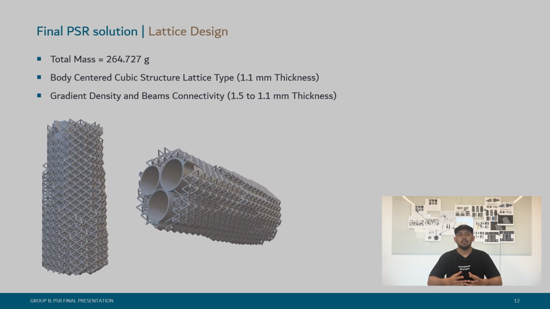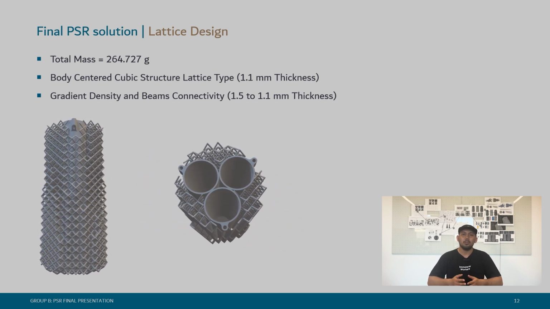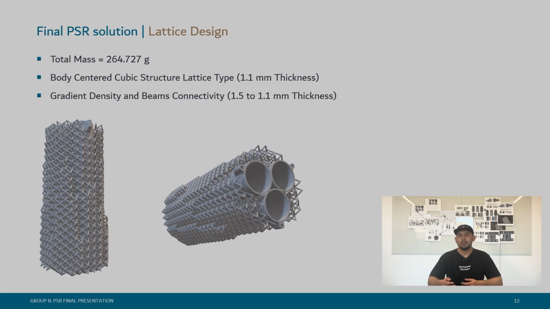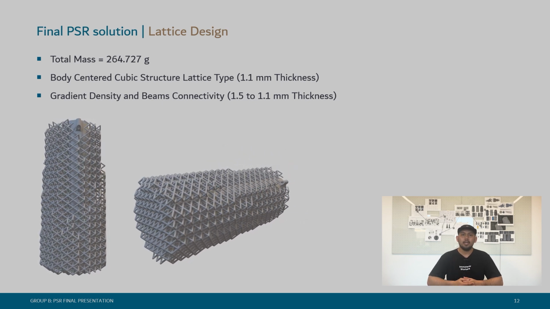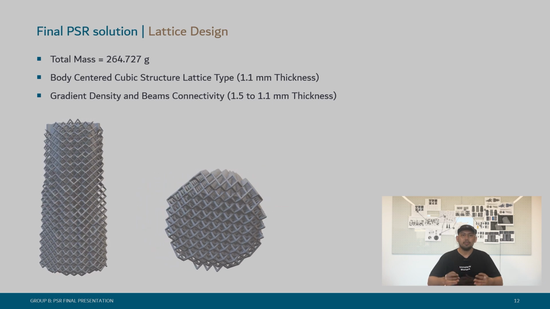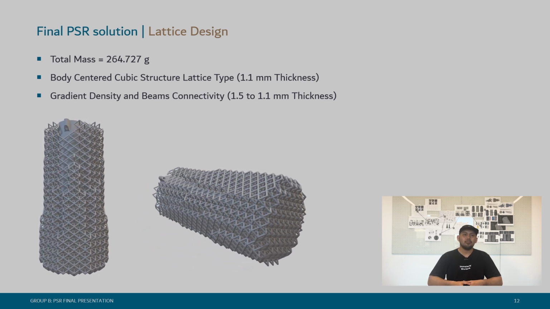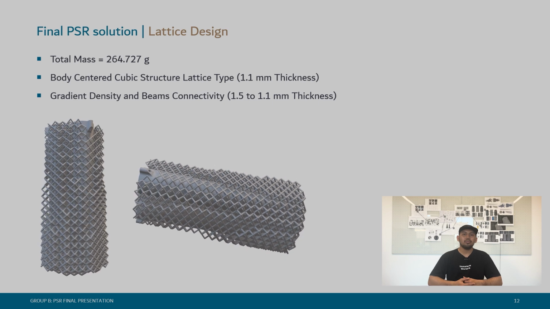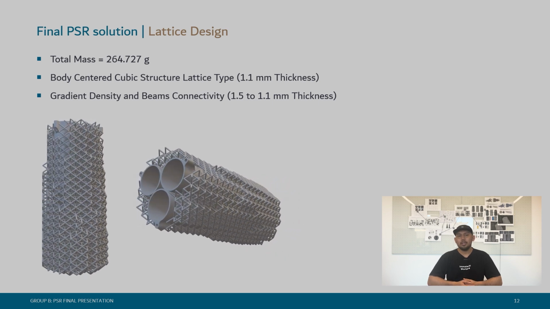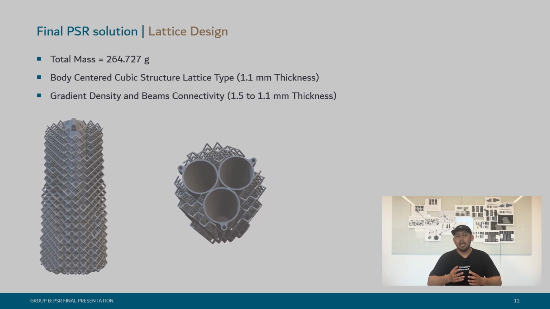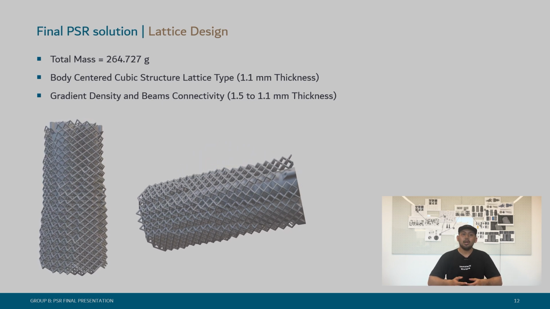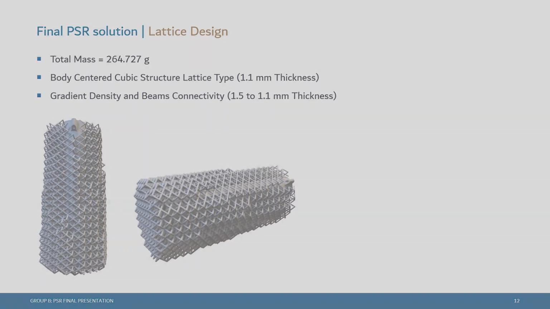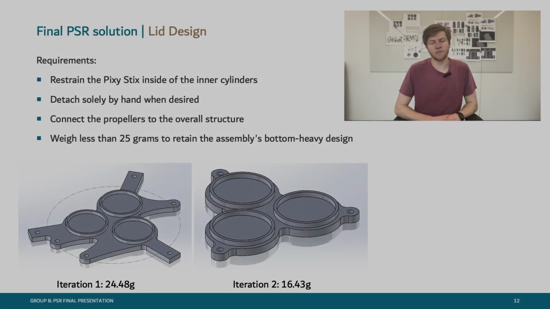This method allowed us to vary the beam thickness from 1.5 mm at points of lesser stress to 1.1 mm where greater stress resistance is essential, enhancing durability while minimizing mass. The resulting structure, optimized for both performance and weight, weighs only around 264 grams. The integration of lattice design not only enhanced the product aesthetic, but significantly improved its functionality by combining lightness with durability.